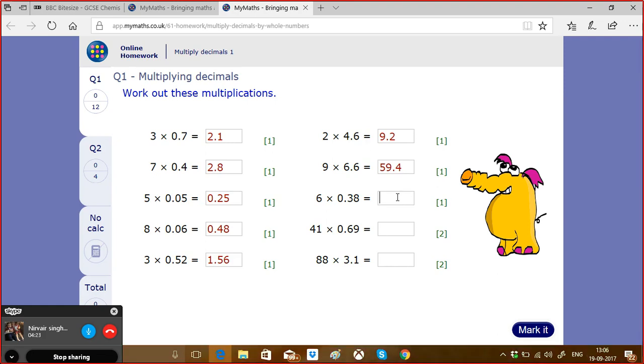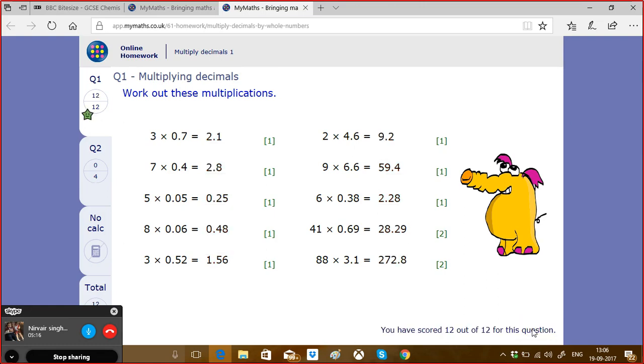2.28. Wait a second, I'm writing there. 2.28. 41 times 0.69. 28.29. 88 times 3.1. 272.8? How much? 72.8. 72.8. Let me check that. How many questions are there? Oh yes, fantastic. That's all right. You did well.